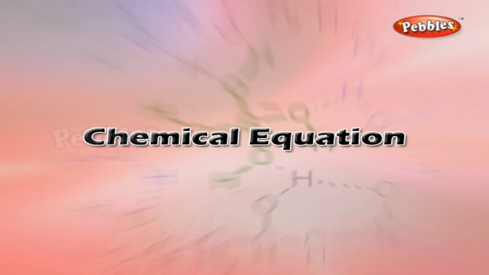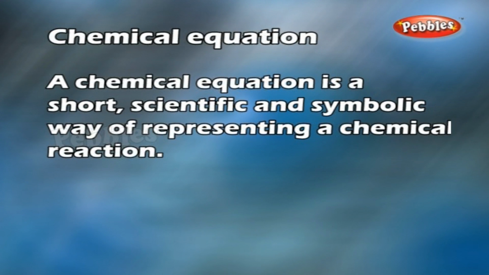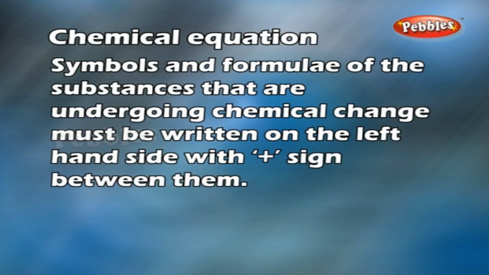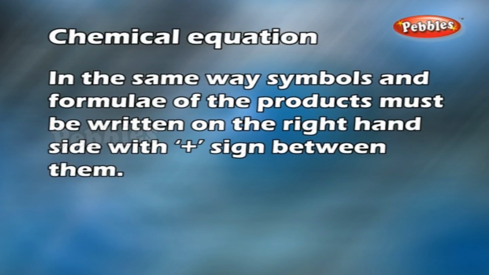Chemical equation. A chemical equation is a short, scientific, and symbolic way of representing a chemical reaction. Step 1. The substances that undergo the chemical change, reactants, and the substances that are formed, products, should be known. Symbols and formulae of the substances that are undergoing chemical change must be written on the left-hand side with a plus sign between them. In the same way, symbols and formulae of the products must be written on the right-hand side with a plus sign between them.